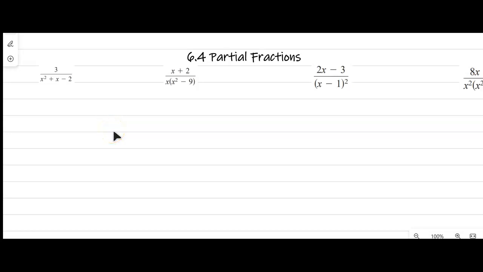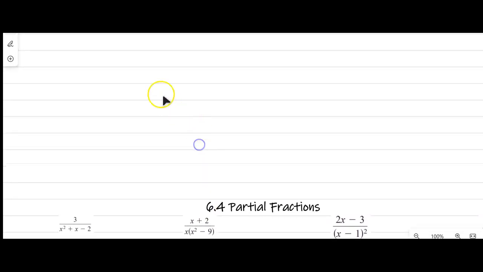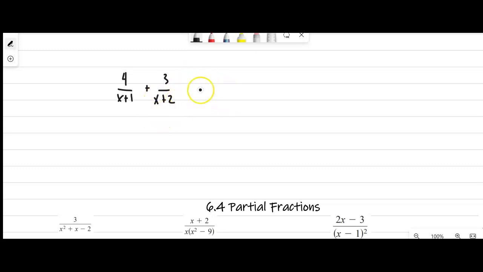Good day. Section 6.4 is titled Partial Fractions or Partial Fraction Decomposition. In this lesson, we are going to decompose a fraction. Now, I'm going to go up here and just give you an idea of what has happened in the past pertaining to this. Imagine I take 4 over x plus 1 plus 3 over x plus 2, and we want to figure out what this equals.